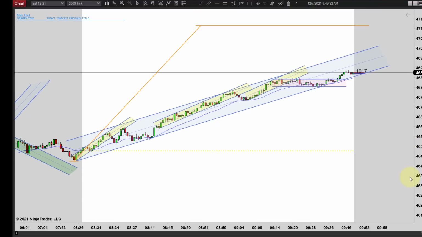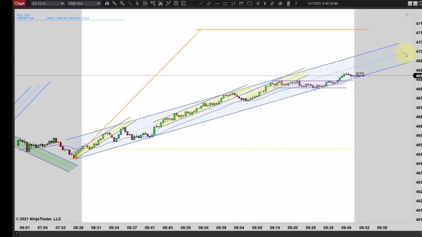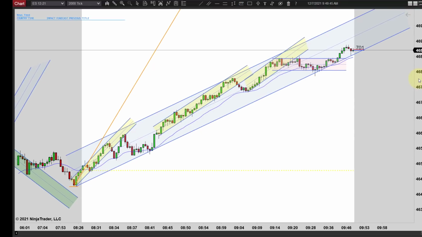So at this point, I would say we're still headed towards our target up here. Whether or not we'll get there today, I'm not sure. This is a fairly healthy trend. This is not too straight up. It's about a 45-degree angle. So it's a fairly healthy trend that could keep going. And so at this point, I'd say the target above is still intact.